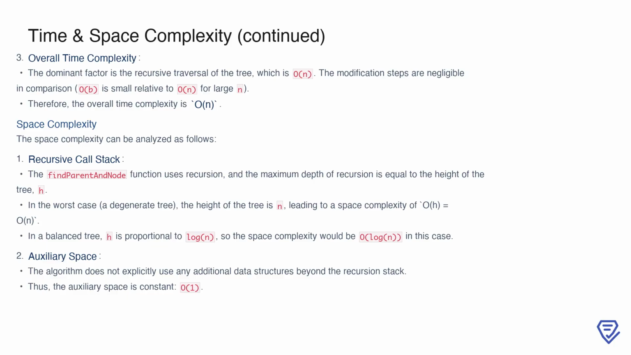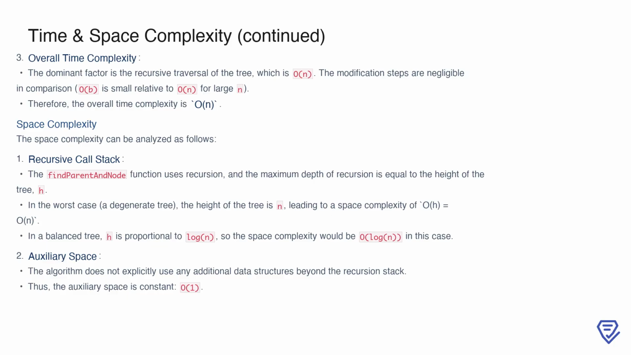Moving on to space complexity, the main consideration is the recursive call stack used by find parent and node. The maximum depth of recursion is equal to the height of the tree, denoted as h. In the worst case, such as in a degenerate tree, the height could be as large as n, resulting in a space complexity of O(n).